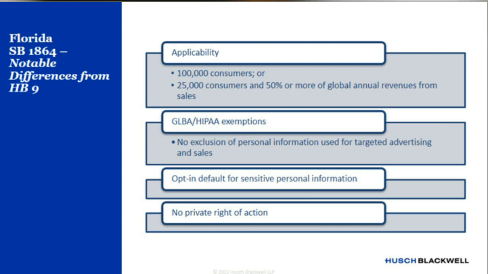As for exemptions, neither the GLBA nor HIPAA exemptions have that targeted advertising and sales exclusion. Opt-in consent applies to minors who are 16 and under, but it also adds opt-in consent for sensitive personal information. And there's no private right of action. That's Florida. In a nutshell, yeah.